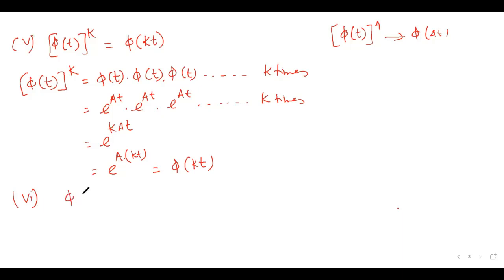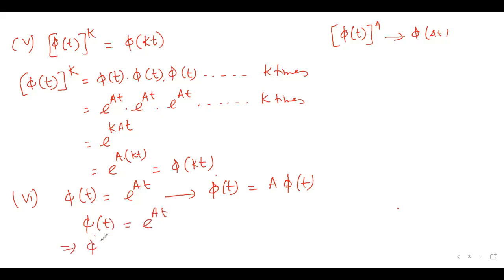If phi t is equal to e to the power at, then the derivative of phi t is equal to a into phi of t. If phi t is the state transition matrix, then its derivative, phi dot t, is equal to a into phi t. It's easy because you know phi t is equal to e to the power at, so its derivative will be phi dot t, which is a e to the power at.